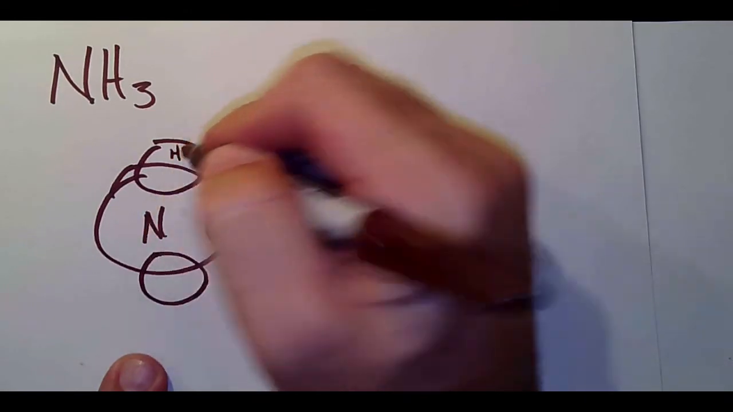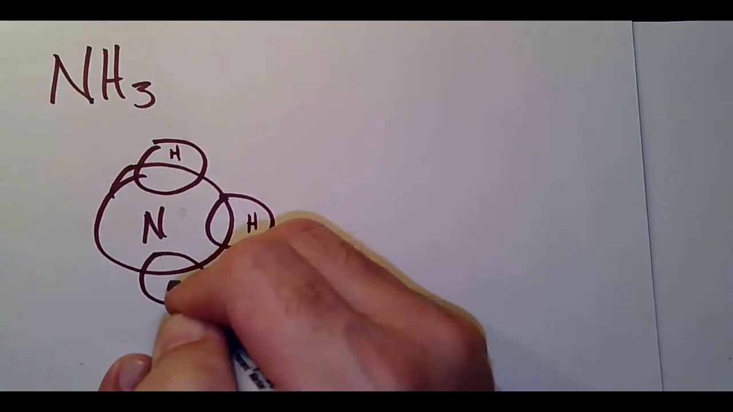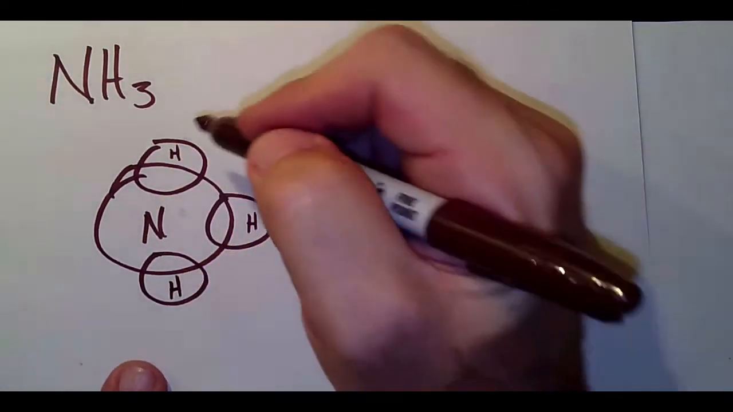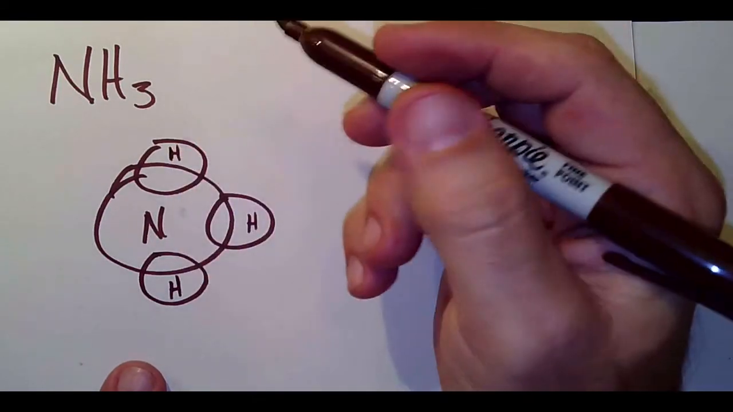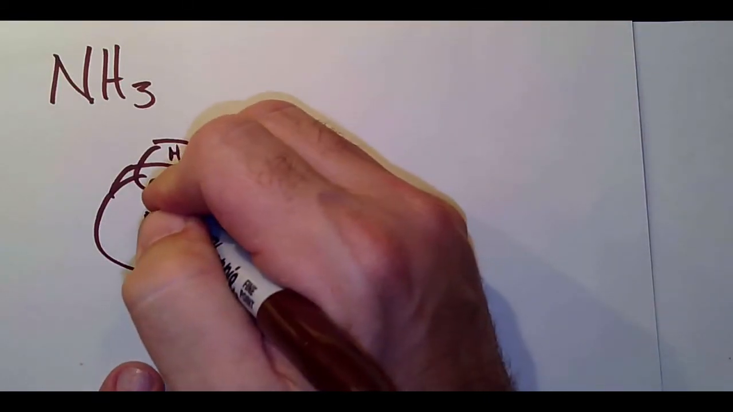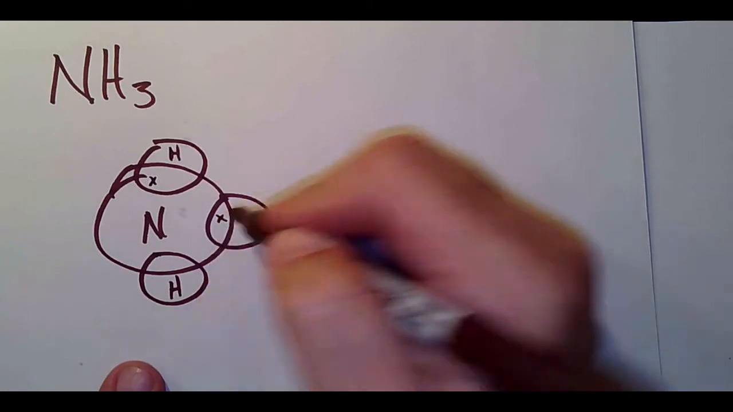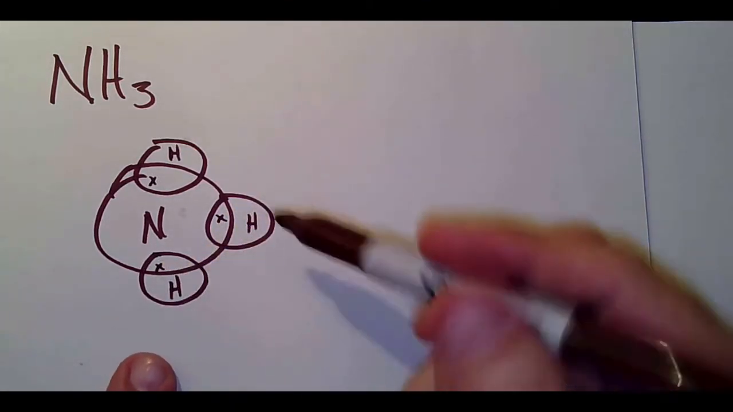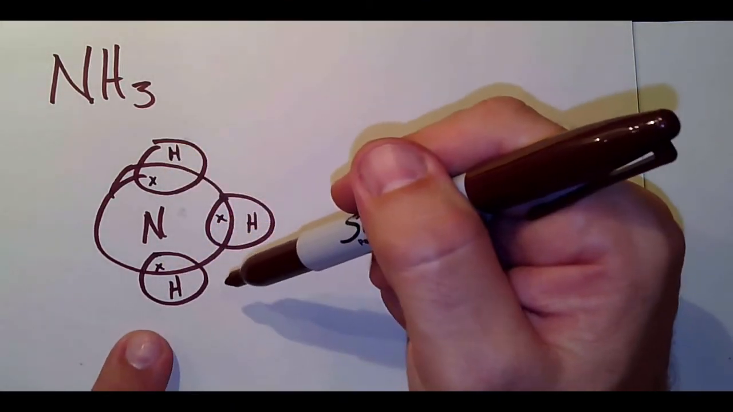Let's just label each of those with an H. And like last time, I'll draw these hydrogen atoms with their electron as an X, and I'll put it in this little shared space here. So that's the electron that each hydrogen is bringing to share.